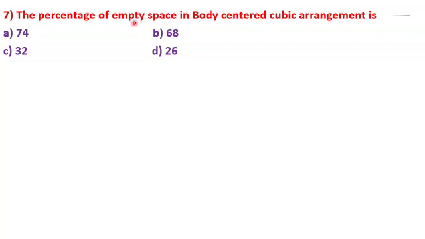So to calculate the empty space available, what you have to do? You have to subtract from the total, that is 100 minus the filled space. Filled space is 68 in case of body-centered cubic. So 100 minus 68 equals 32. Hence the answer is C, 32.